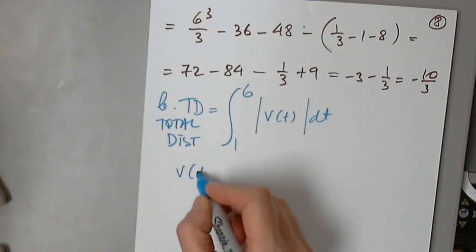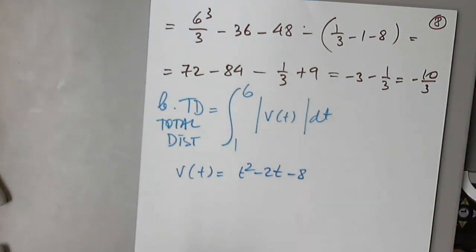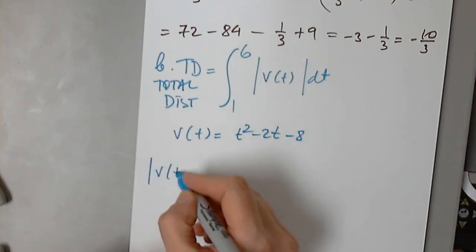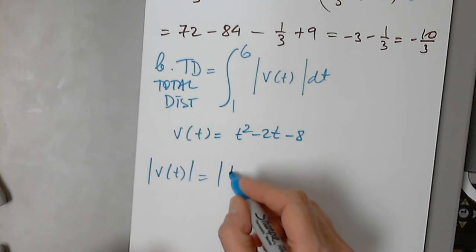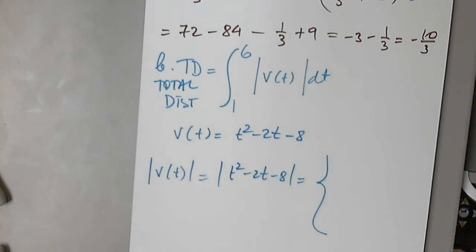So the velocity, one more time, is t squared minus 2t minus 8. And of course the interval is 1, 6. Okay, so this is nice, but the absolute value of this will not be nice. Especially because it will give us two different options, number one, and number two is a quadratic function, so that's not easy to work with. So what do we do?